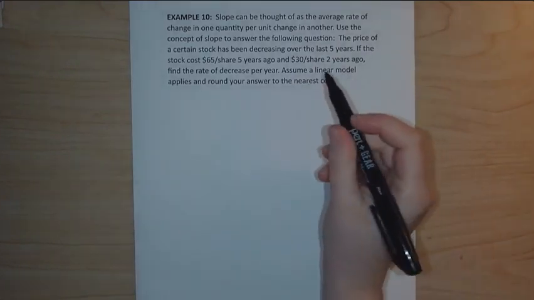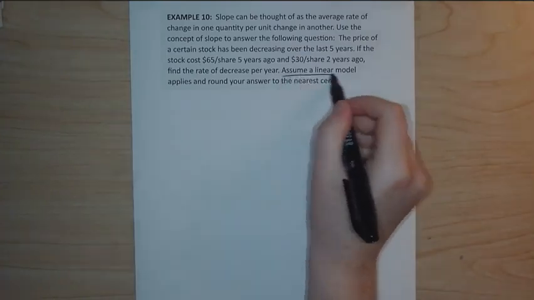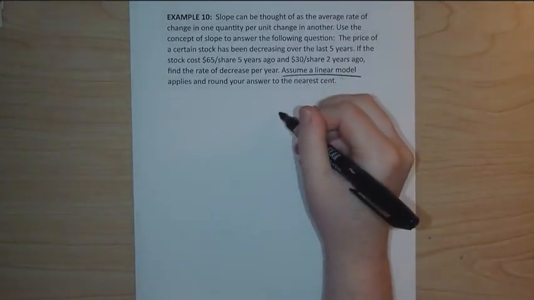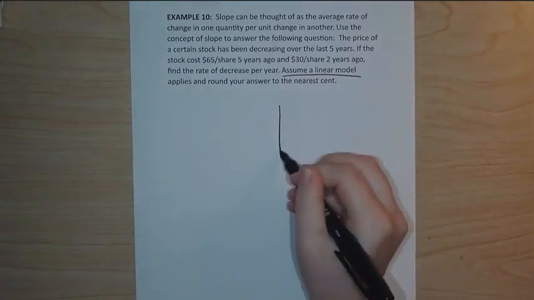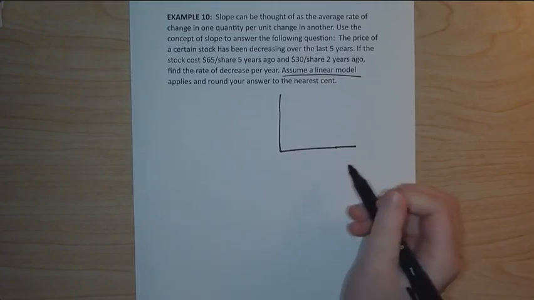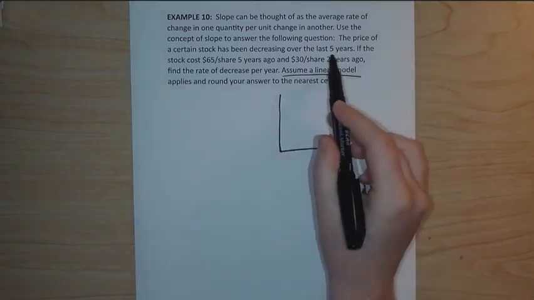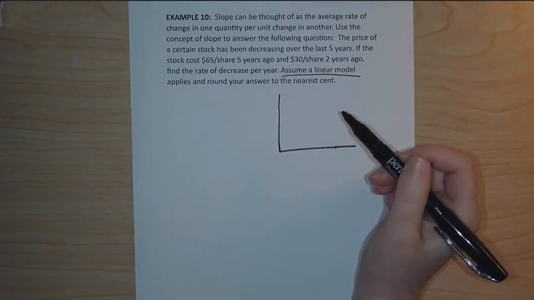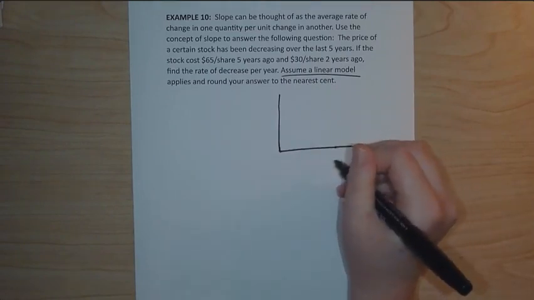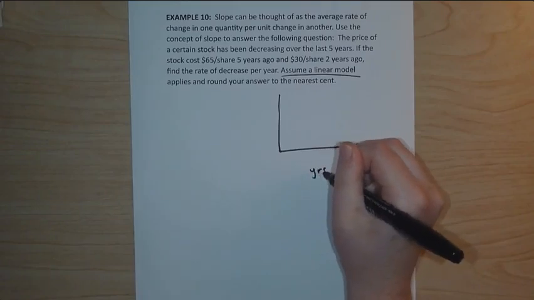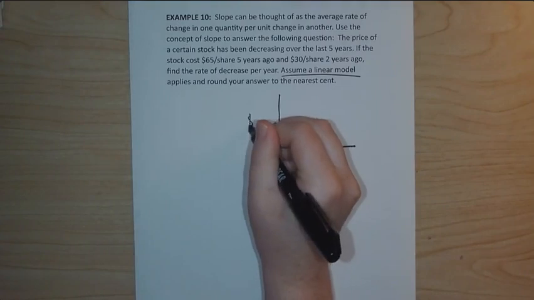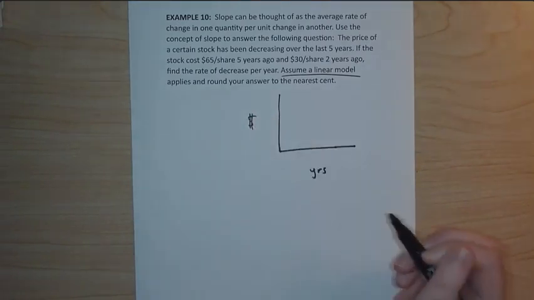So we know if we're going to assume a linear model, then I'm going to just sort of graph this information. So here we have our first coordinate. When we have information that has time and money, generally speaking, we almost always use the x-axis for time. So this is going to be our years. And our y-axis is going to be our money. So I'm just going to do the dollar sign there.